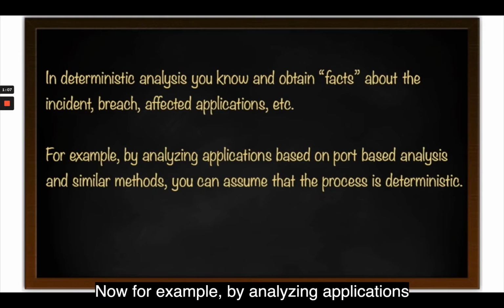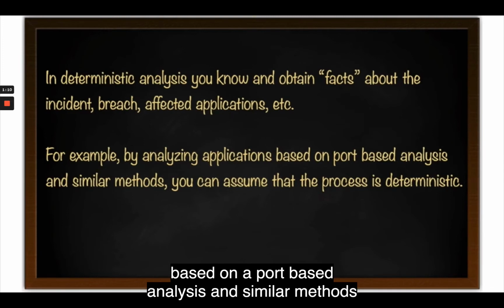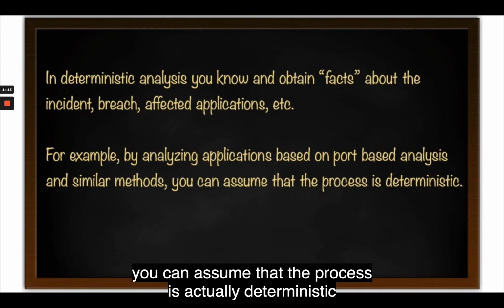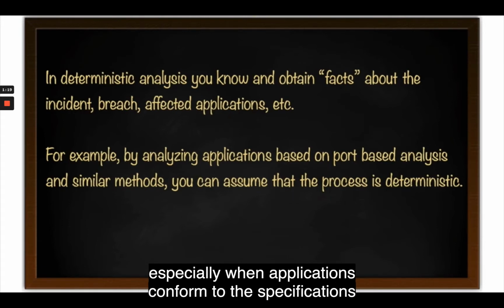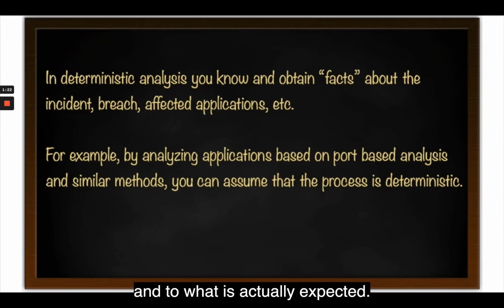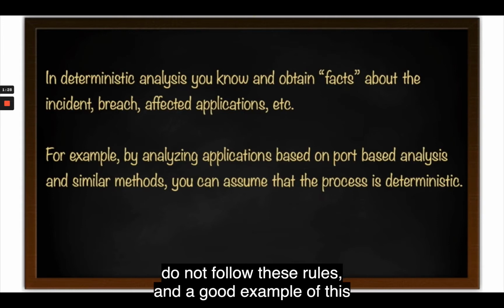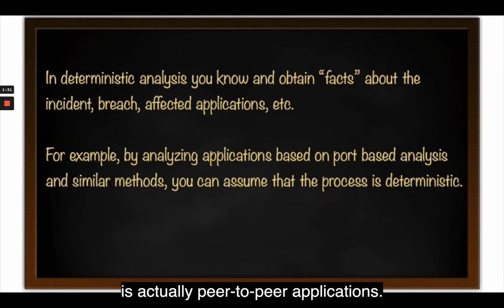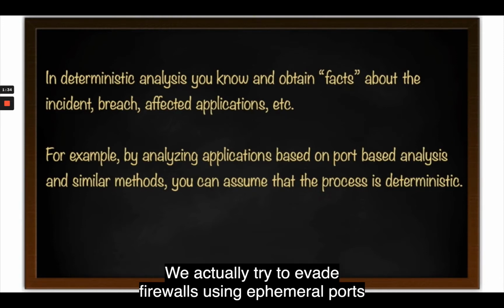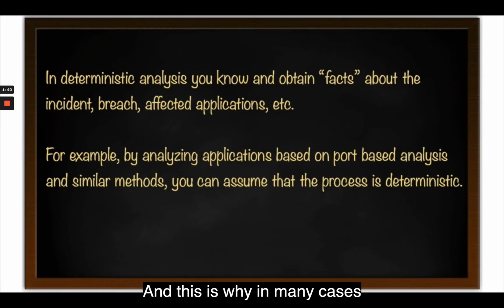Now, for example, by analyzing applications based on port-based analysis and similar methods, you can assume that the process is actually deterministic, especially when applications conform to the specifications and to what is actually expected. Now, unfortunately, some of these applications do not follow these rules, and a good example of this is actually peer-to-peer applications, which actually try to evade firewalls using ephemeral ports or negotiated ports. And this is why, in many cases, probabilistic analysis is actually done versus deterministic analysis.